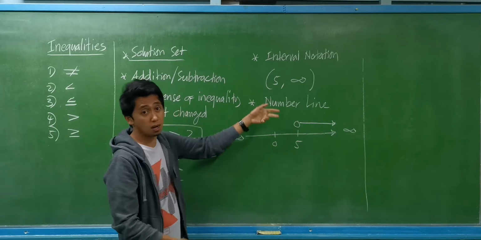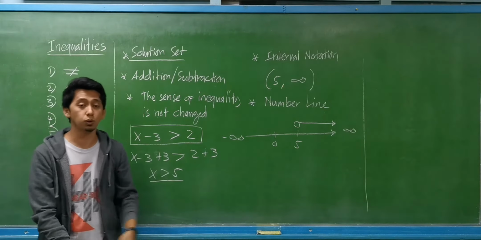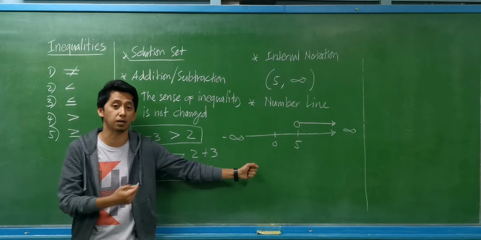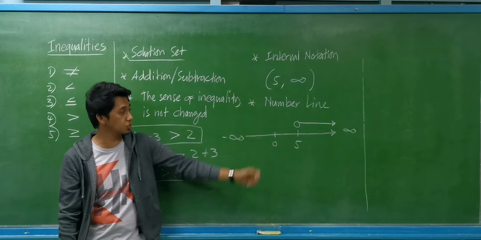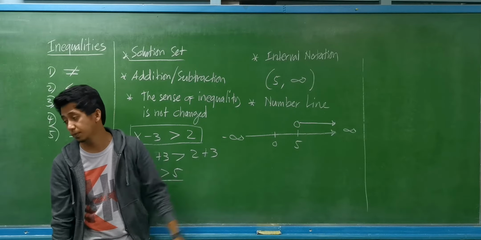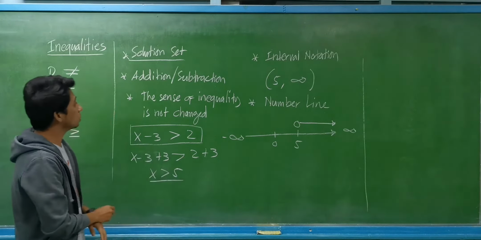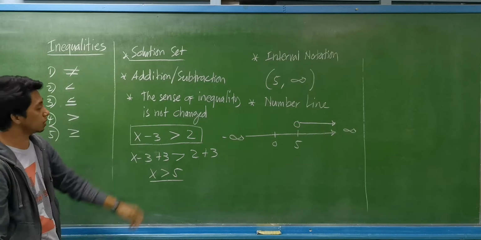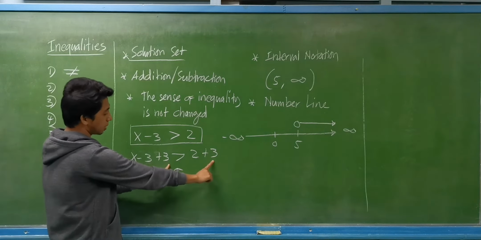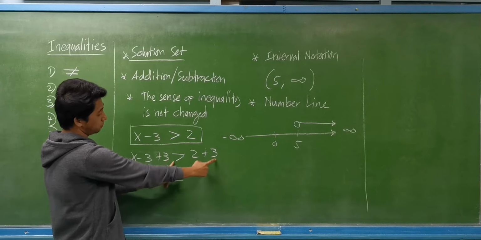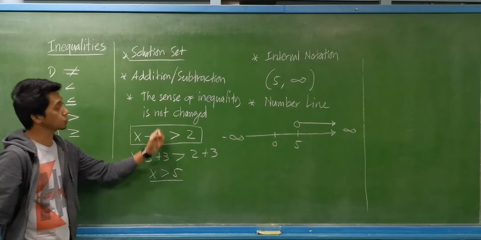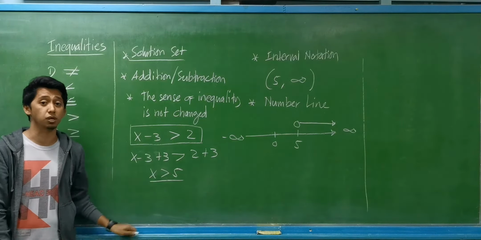So again, these are the two ways to present the solution set of an inequality: interval notation and the number line. Also, if we add or subtract the same number on both sides of the inequality, the sense of inequality is not changed.